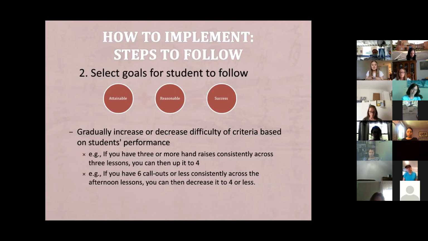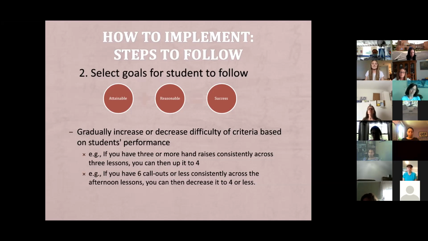And your initial criteria is very reasonable for the student. So if 2 students out of the 5 are participating, then you might make your goal only 1 time per math lesson that each student participates. That way they can learn the contingency. It's easy for them to meet that criteria, so they learn how they can get their rewards. And then over time you can increase it.